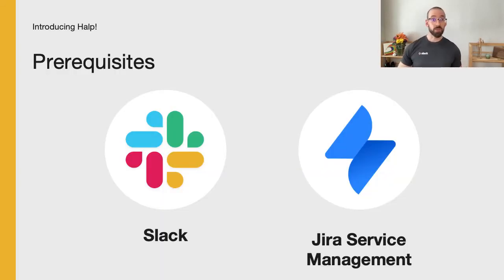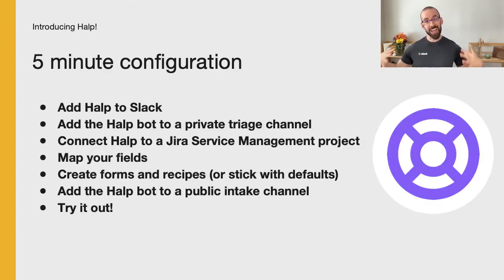There are some prerequisites for success I want to mention. First, those Slack conventions we already had in place set us up for success out of the gate. And we also had a very complete Jira service management project. They just weren't connected. Halp's the glue that helps those two pieces fit together. And it's very easy to set up. All we had to do was add Halp to Slack. And if you just go to halp.com, there's that convenient add to Slack button.